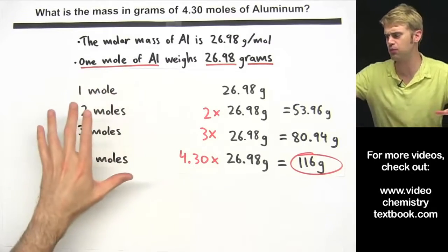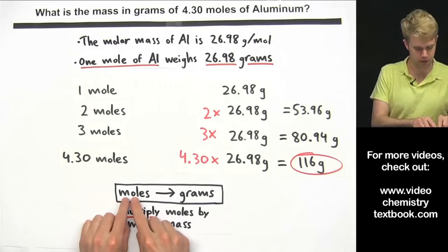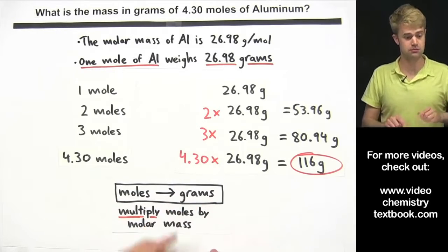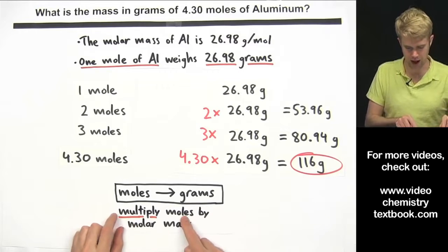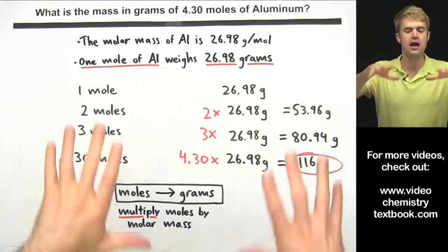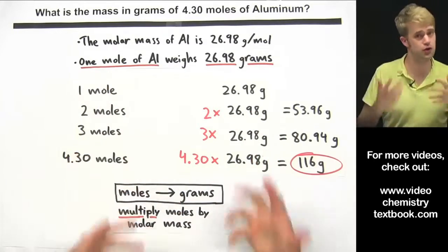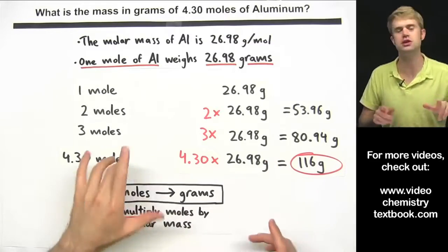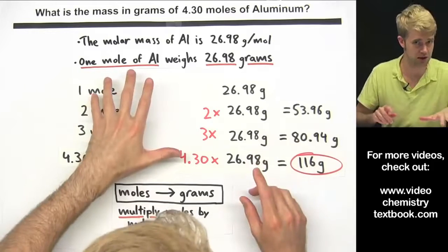To kind of sum up what I'm doing here, I could write this simple rule that says that when we're going from moles to grams, what we want to do is multiply moles by the molar mass. Here's how we think through it. Now I want to show you how we can solve the same problem with conversion factors, because a lot of times teachers and textbooks use conversion factors instead of this kind of thinking through it method.